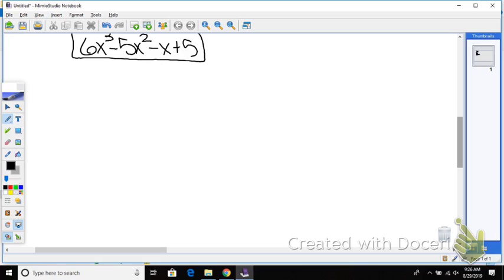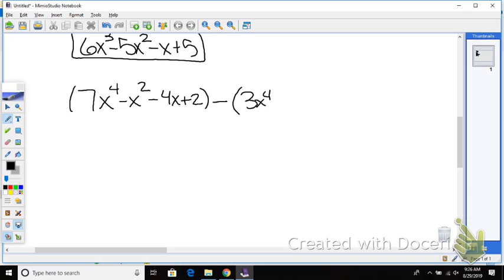The multiplication is so easy. You just do this box thing. You can do box or you can just FOIL. Let's do one subtraction one so we have this in our notes. Minus 4x plus 2, minus parenthesis 3x to the 4th minus 4x squared plus 3x.